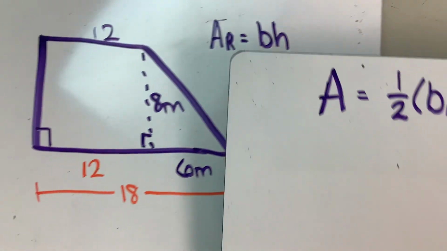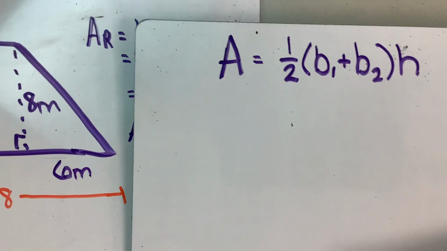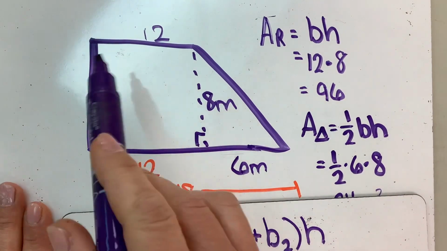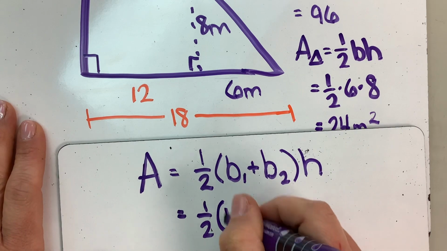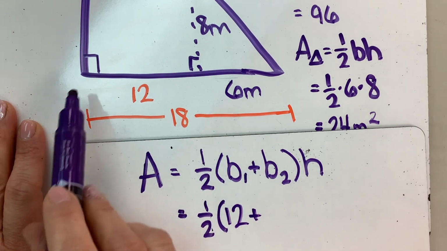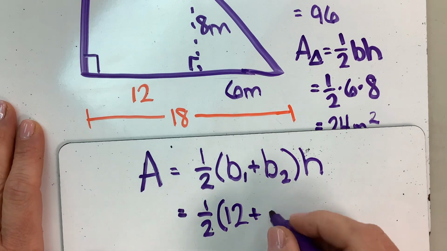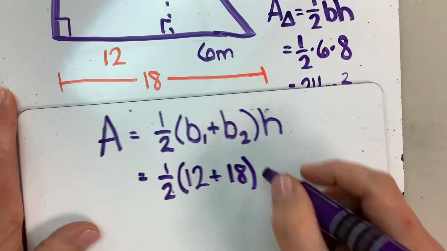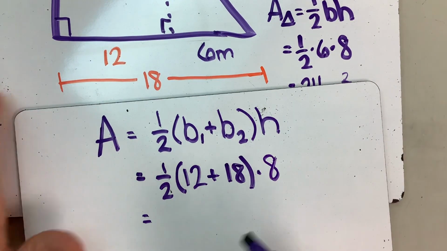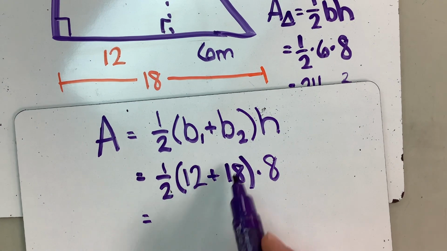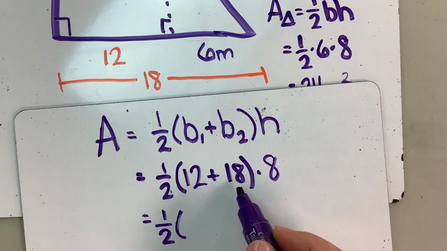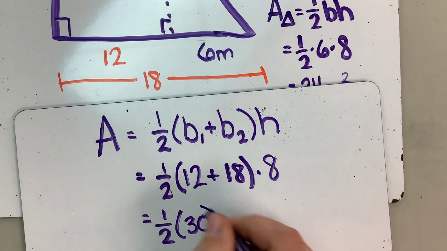Okay, so looking at that, we keep the 1/2. Our base 1, if we look up here, I'm going to use is 12, plus our base 2 is going to be this whole thing, which is the 18, times the height, and the height is this 8. Now, one of the problems students are having is they're forgetting PEMDAS, order of operations. You have to do the parentheses first. So 1/2, and we're going to do 12 plus 18, which is 30, times 8.